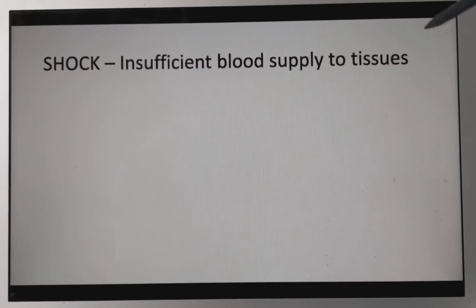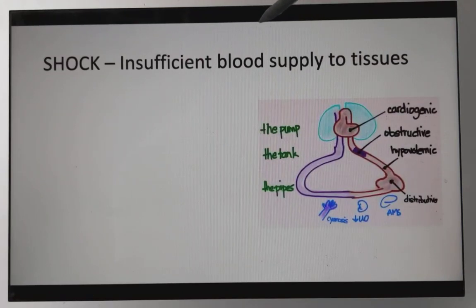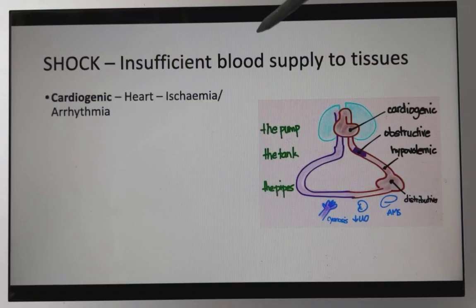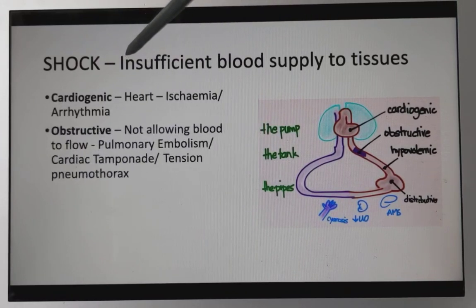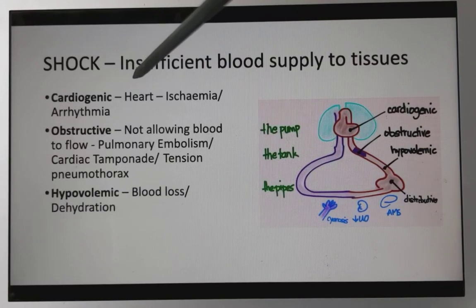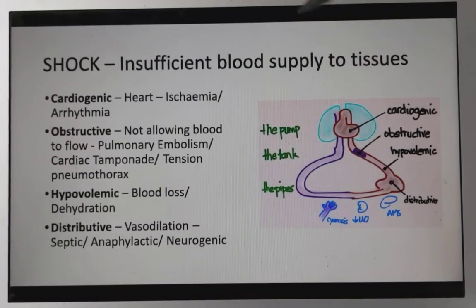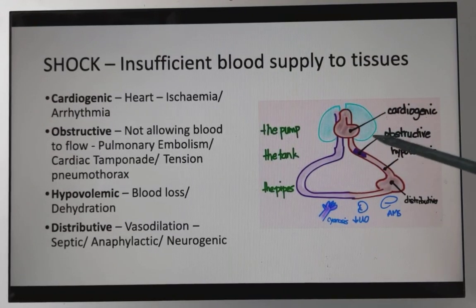Now, shock. What is shock? A very brief explanation here is basically insufficient blood supply to tissues. But it does not mean that you always give just IV fluids to people in shock. You have to understand what is causing the shock. Shock could be of four types: cardiogenic, obstructive, hypovolemic, and distributive, which is based on how your circulatory system is functioning.